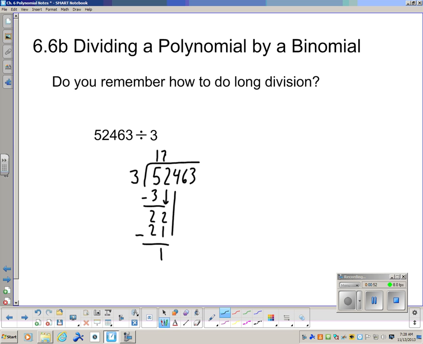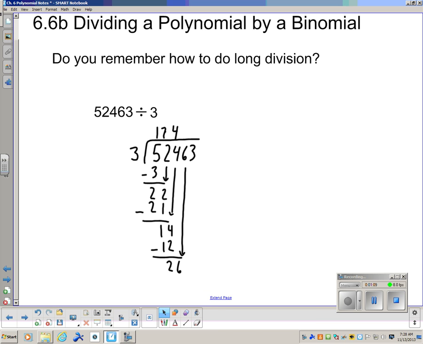I bring down my next number. I think 3 times what gives me 14? 4. So 3 times 4 there is 12. Subtract. I get 2. Bring down my next number. I would think 3 times what there gives me 26. It would be 8 without going over. Get 24. Subtract, I have 2. Bring down my next number, which is a 3.